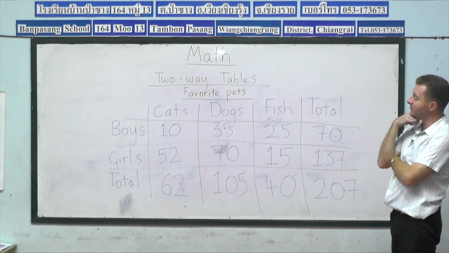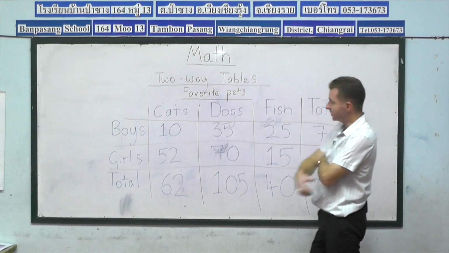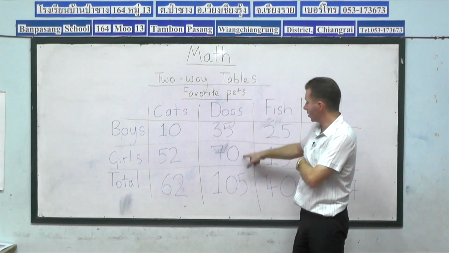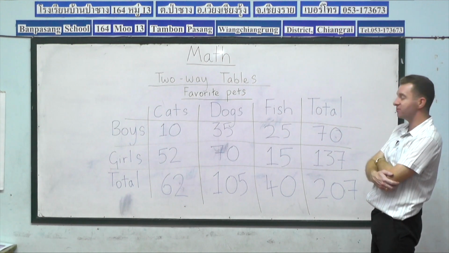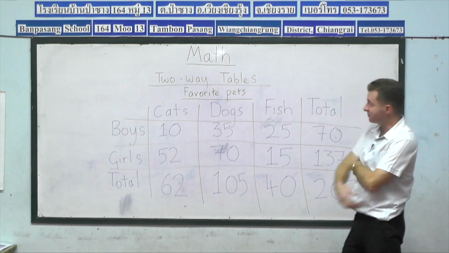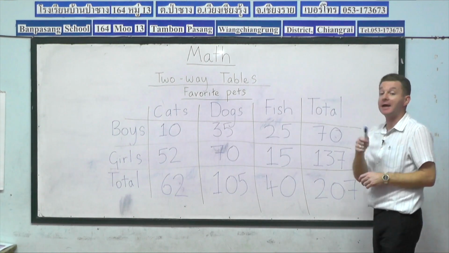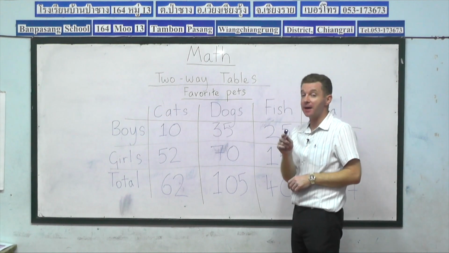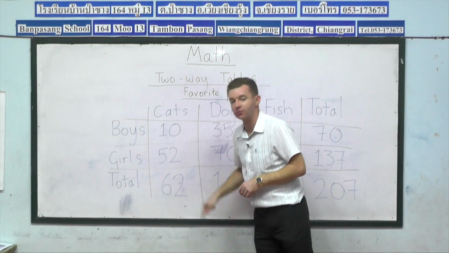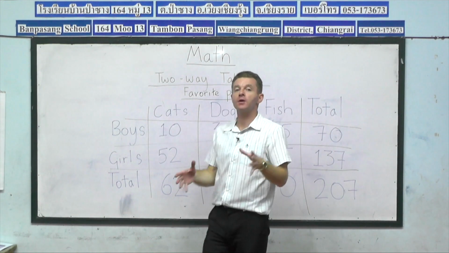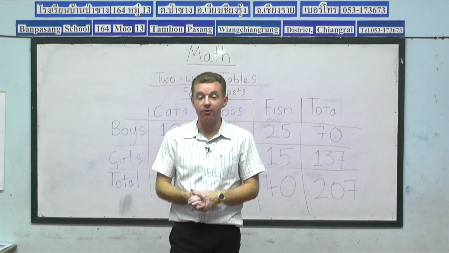So if I ask you the question, how many girls' favourite pets is dogs? 70. We go to girls and we read across to dogs and we can find 70. How many boys' favourite pets are fish? 25. Find boys, read across to fish. And one more, how many total people have a favourite pet of cats? 62. Boys and girls, total 62. And that's how we can design and read a two-way table correctly. Guys, that was well followed, well done.